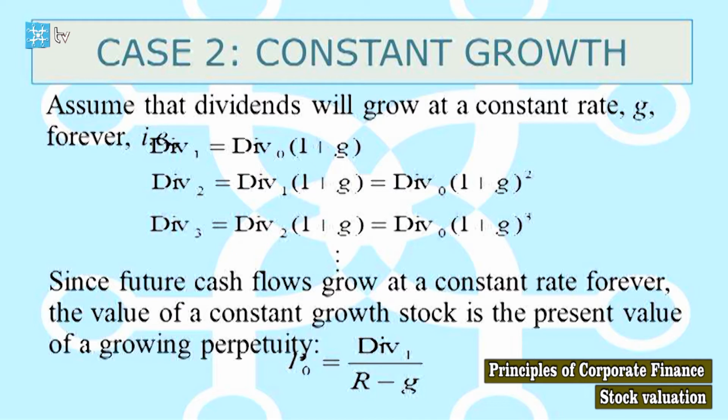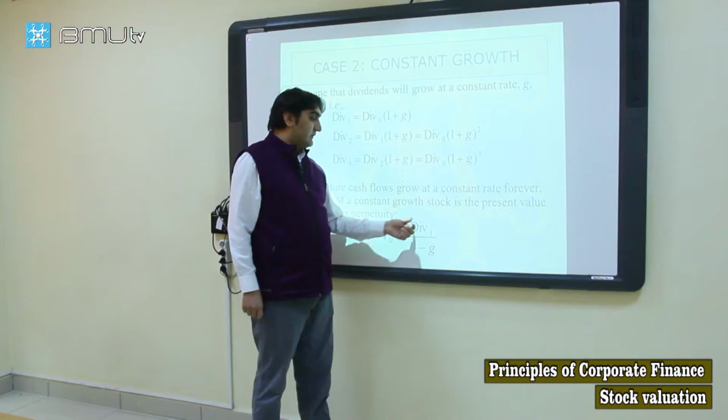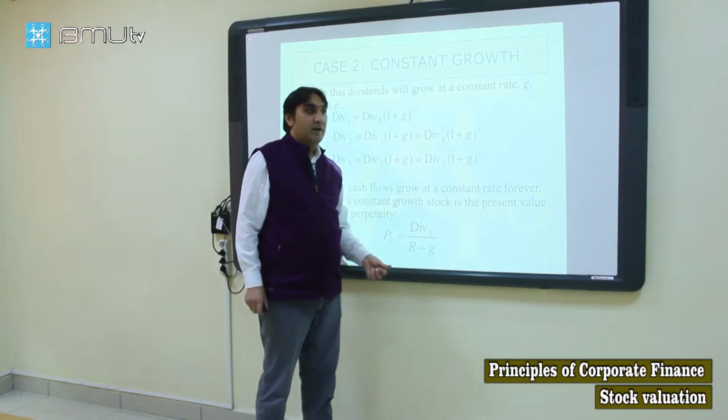If we want to calculate the stock price in year 4, P4 will be equal to dividend 5 divided by R minus g.